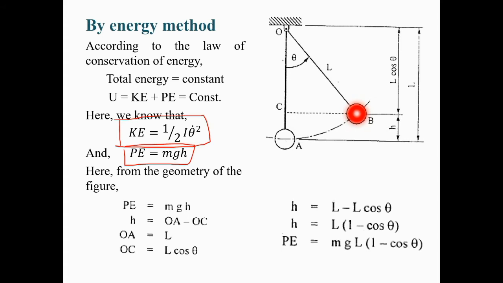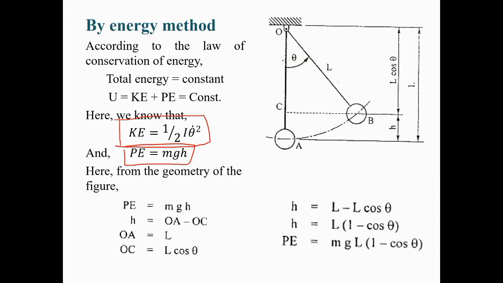So we can easily get the magnitude of potential energy by using this equation: m g h, m that is mass, g gravitational acceleration, and h that is elevated height. So we need to find out the expression of elevated height. This is not a dimensional parameter of the system, but we can find the value of h depending on the geometrical parameters of the system.